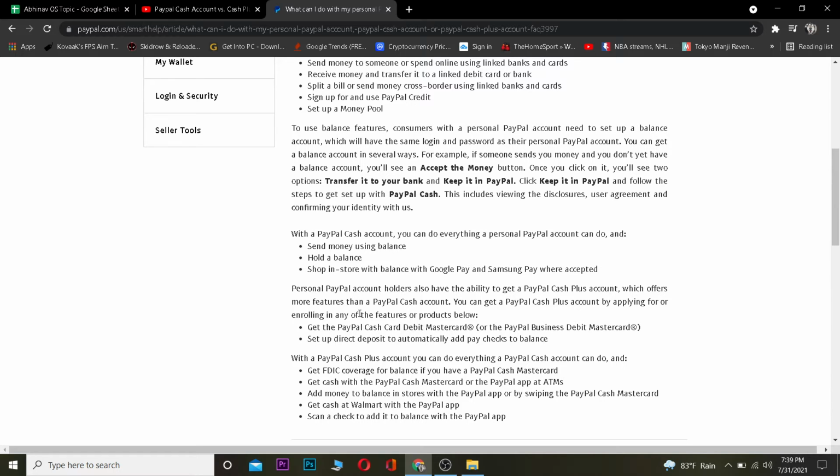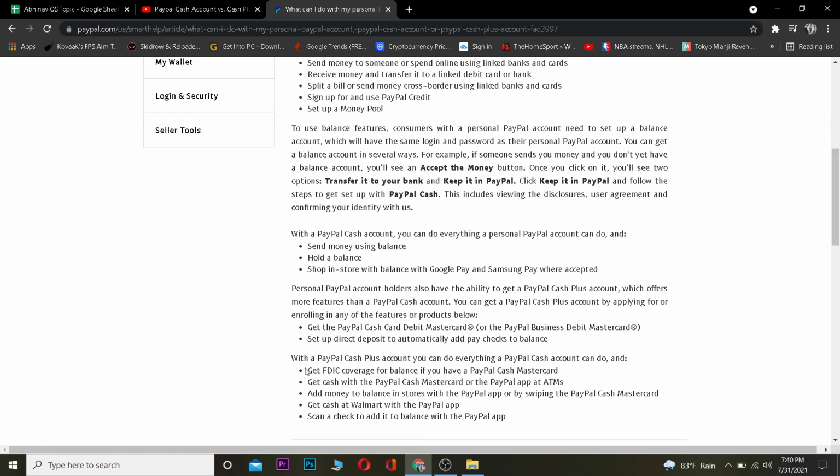You don't have to. The features you get are the PayPal Cash debit card, MasterCard. So you guys are going to get the PayPal Cash debit MasterCard, and you can set up direct deposit to automatically add paychecks to your balance as well. With a PayPal Cash Plus account, you can do everything a PayPal Cash account can do and get FDIC coverage for your balance if you have a PayPal Cash MasterCard. Get cash with the PayPal Cash MasterCard or PayPal app at ATMs. Add money to your balance in stores with the PayPal app or by swiping the PayPal Cash MasterCard. Get cash at Walmart with the PayPal app.